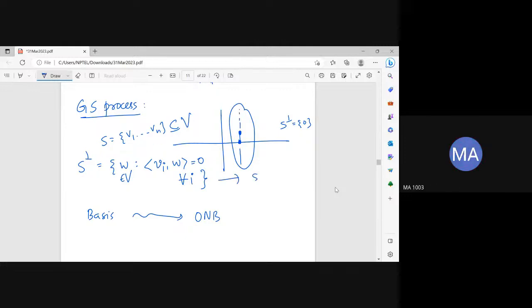Ma'am, S perp is a subspace. Subspace, yeah. S is just a set, right? But S perp will always be a subspace. Actually, this is a bad way to draw this. I was just giving a visualization. These vectors are actually like this, right? Yes. I was just giving an idea of what S perp is.